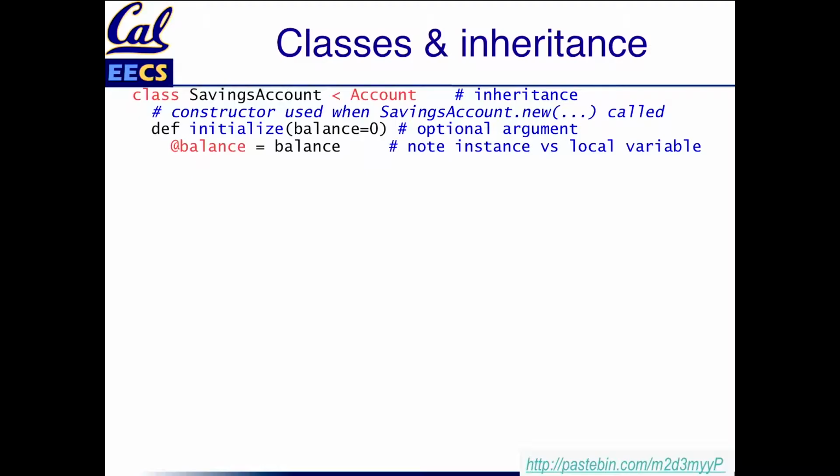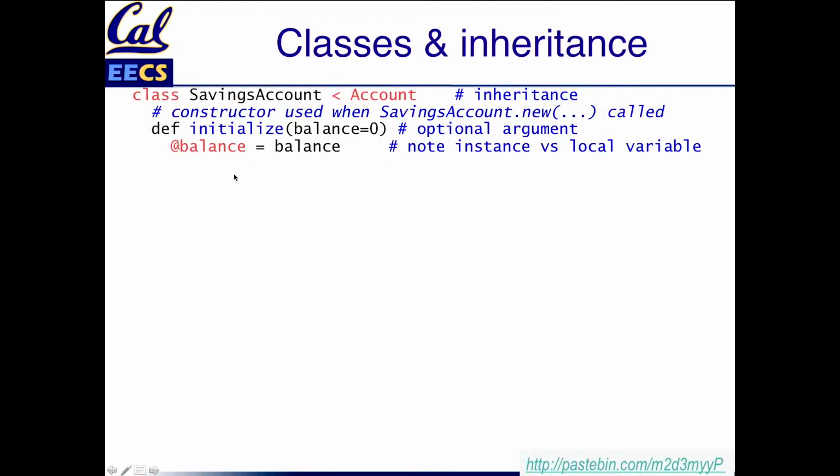It's going to take one argument, which is the initial balance. And note that because I've given the argument an optional value, or a default value, in the function definition, I can actually call the new function with no arguments and balance will default to 0. So you can have optional arguments with default values in Ruby as well.